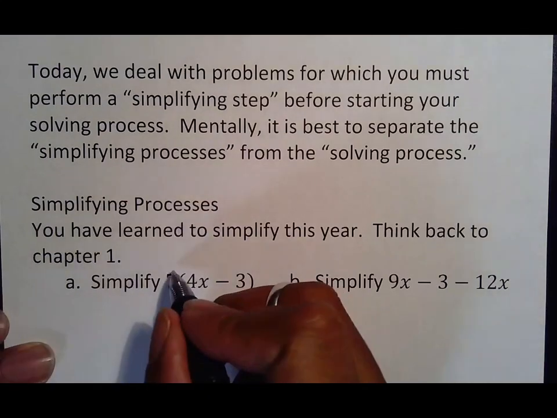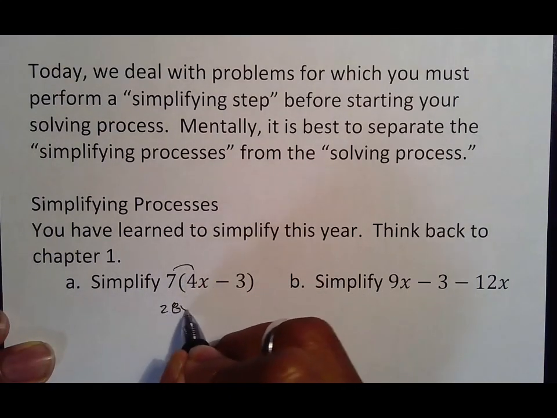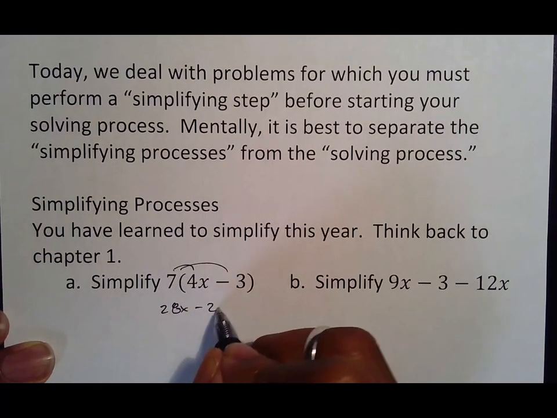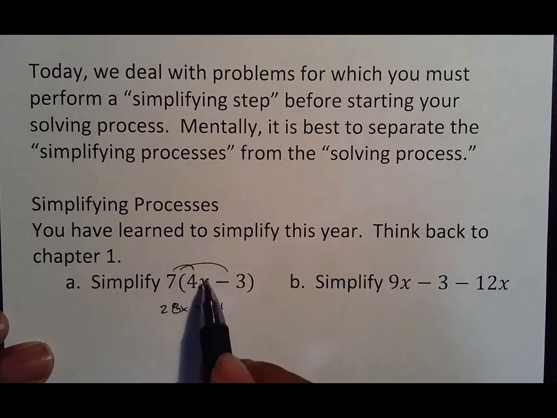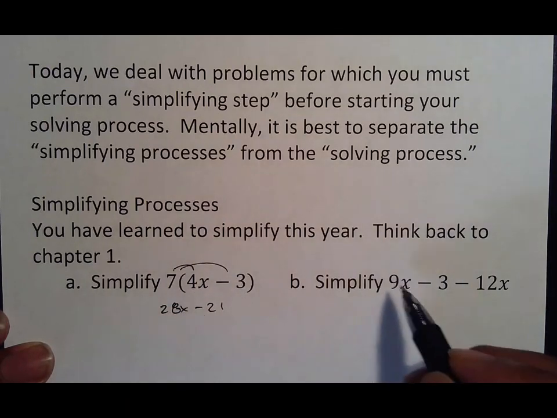In Chapter 1, we learned that 7 times 4x is 28x. We learned that 7 times negative 3 is negative 21. That's not solving. That is writing this in a simpler form. That is writing it in a better form. And so again, that is simplifying. Distributing is simplifying.